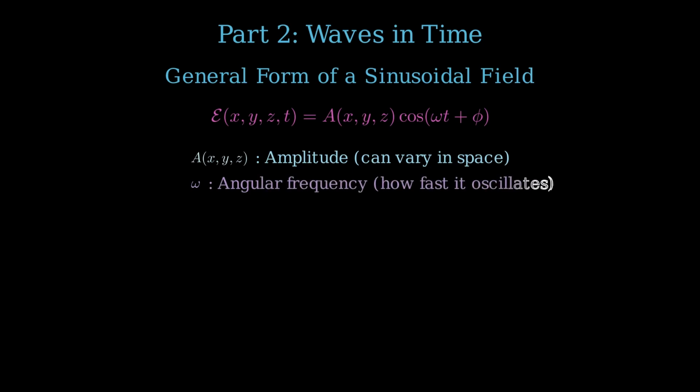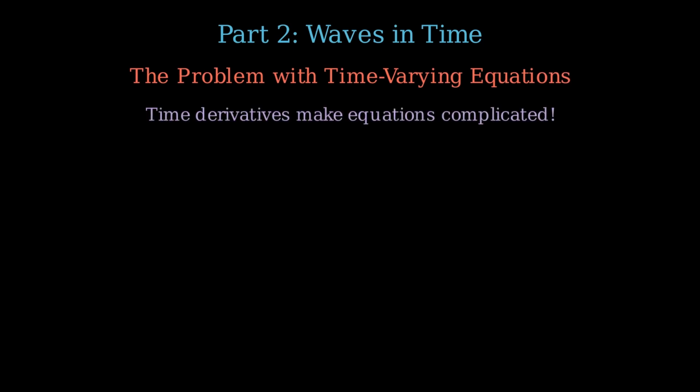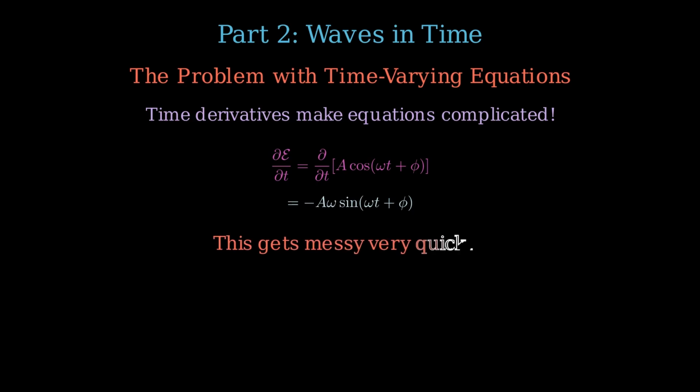Here, a is the amplitude, omega is the angular frequency telling us how fast the wave oscillates, and phi is the phase. This brings us to a problem. Working with these time-varying equations can be very complicated, especially when we need to perform calculus, like taking derivatives. For example, taking the time derivative of our cosine function changes it into a sine function and introduces a negative sign. As equations get more complex, this becomes messy very quickly.